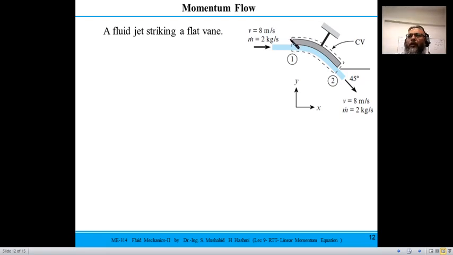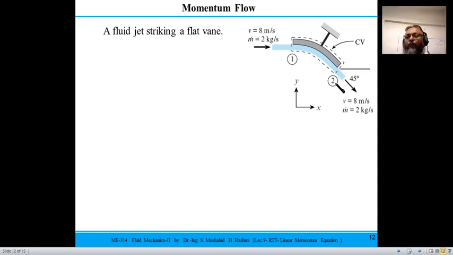At section 1 the fluid enters with velocity 8 meters per second, and its mass flow rate is 2 kilograms per second. This vane has a certain bend, so that the fluid leaves at section 2 at an angle of 45 degrees to the horizontal. Here the velocity is once again the same as at section 1, 8 meters per second, and the mass flow rate is the same, 2 kilograms per second.